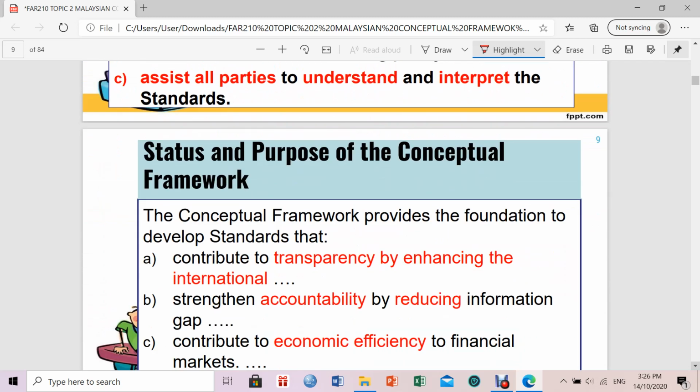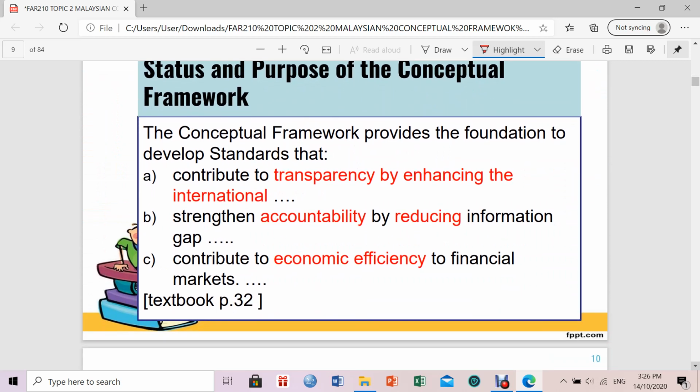All right. What else? Yeah, the conceptual framework also provides the foundation to develop standards that contribute to transparency by enhancing the international comparability and also quality of financial information. So for further details for these three points, you can refer to the textbook by Mr. Tan Leong Tong, page 32. Now refer to your textbook while we discuss these points.